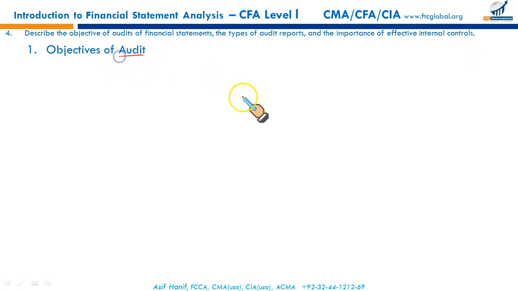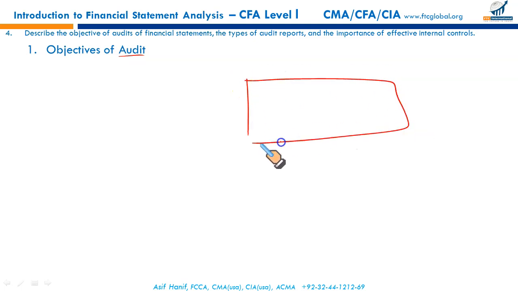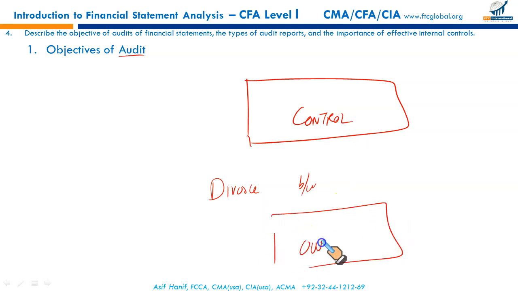before we discuss audit, we need to know the basic structure of an organization. Listed companies, those whose securities are traded on stock exchanges, there is what you call a divorce between control and ownership. That's the basic reason we need an audit.